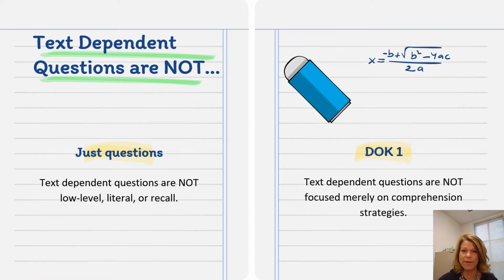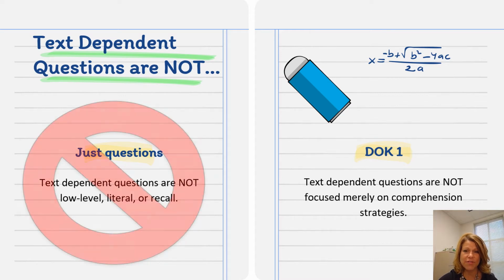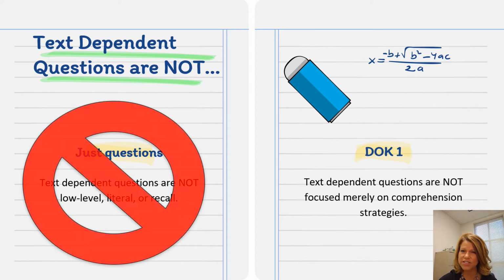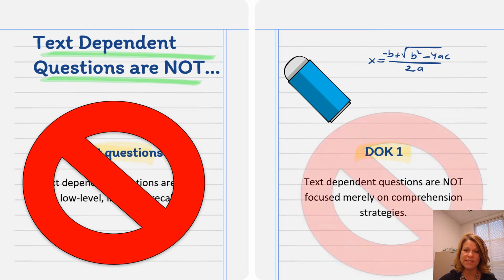Let's start by thinking about what text-dependent questions are not. Text-dependent questions are not just questions. They shouldn't be those lower level thinking DOK1 questions that just check for basic comprehension or recall. While there is a time and a place for those sorts of questions to check comprehension, those are not necessarily going to qualify as our text-dependent questions.